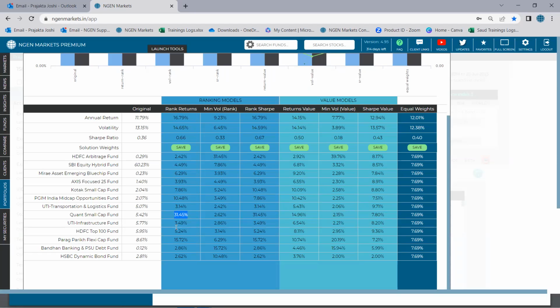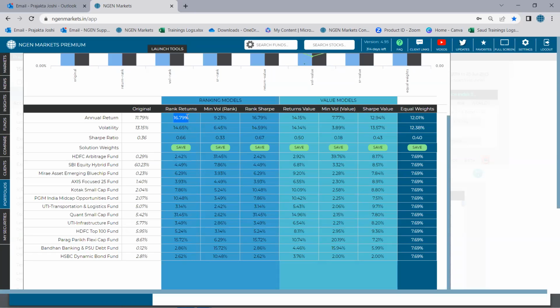Now, the second highest allocation is to Parag Parikh Flexi Cap Fund, which would have given the second best returns in this entire universe. And therefore, it has been given a weightage of 15.72%. And so on and so forth for each of the components in the portfolio. And we can see the least weightage is given to this one. So that's HDFC arbitrage fund, which has been given a weightage of 2.42%. And therefore, the returns generated by this portfolio now come to 16.79.